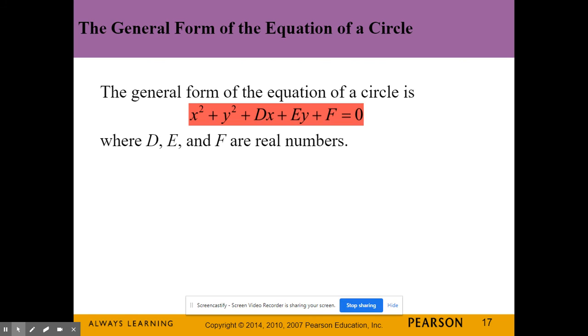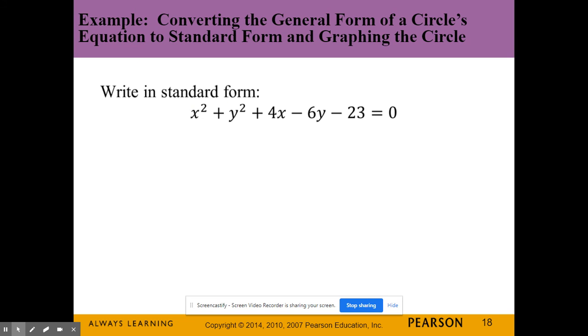All right, so general form is when everything is just on one side and it's equal to 0. And then D, E, and F are just real numbers. So it's not like standard form for a linear equation, where they have to be integers. It's just the real numbers here. So we're going to write this in standard form. Standard form, remember, is the one where you can get the center and the radius out of it. Standard form is better because you get more information from the equation. So if you get something that's not in standard form, you need to be able to convert it to standard form to be able to work with it.